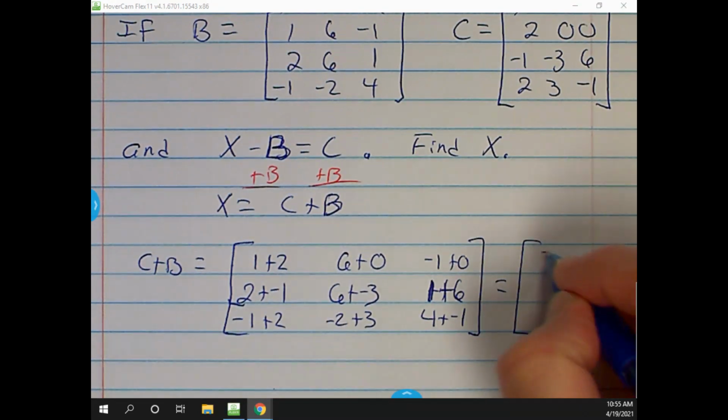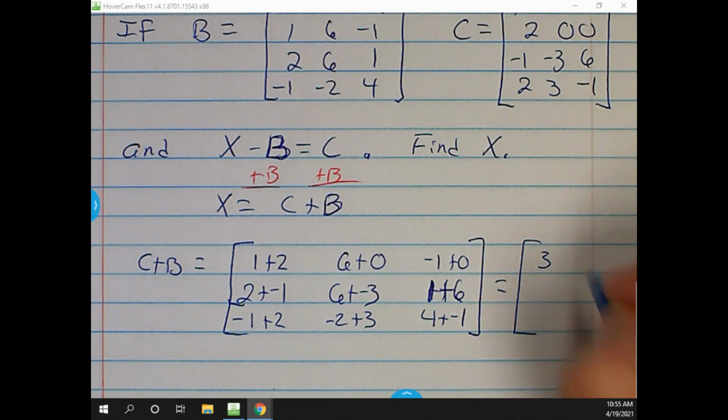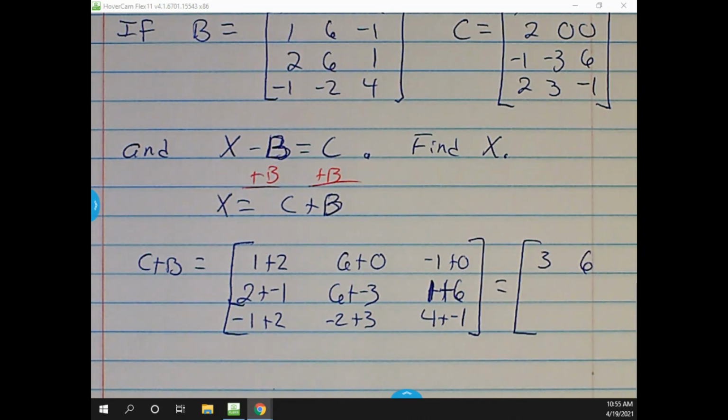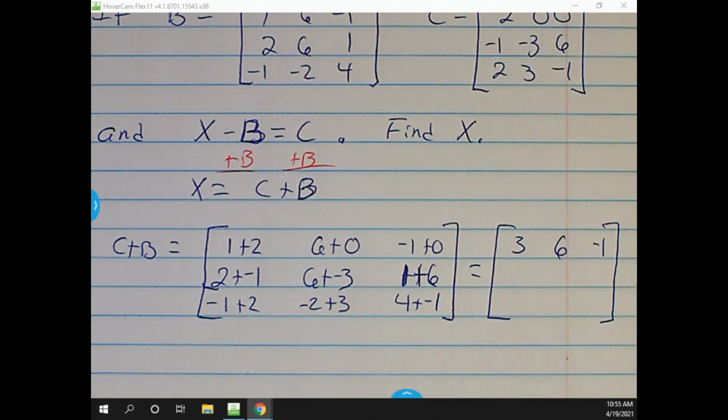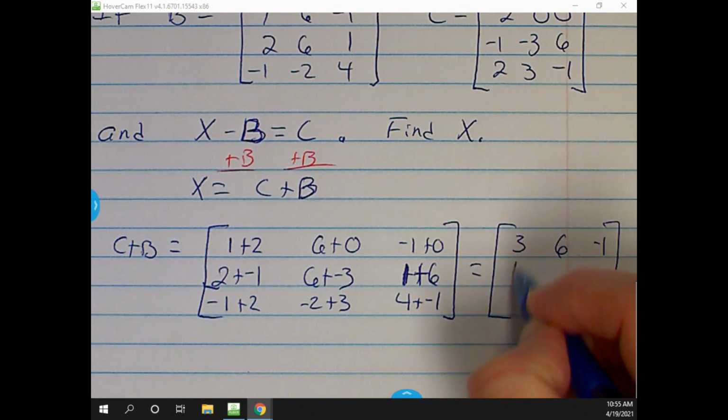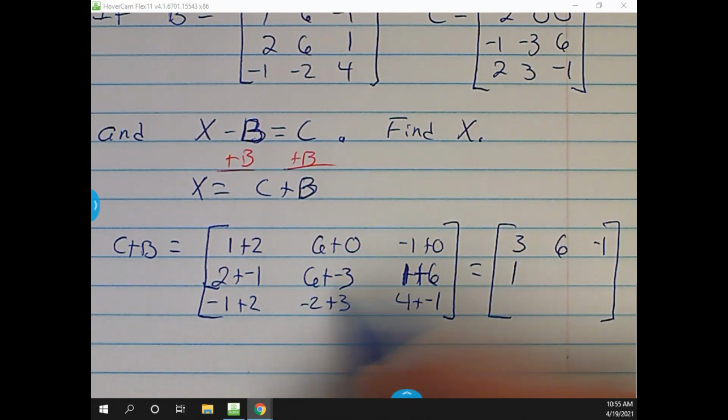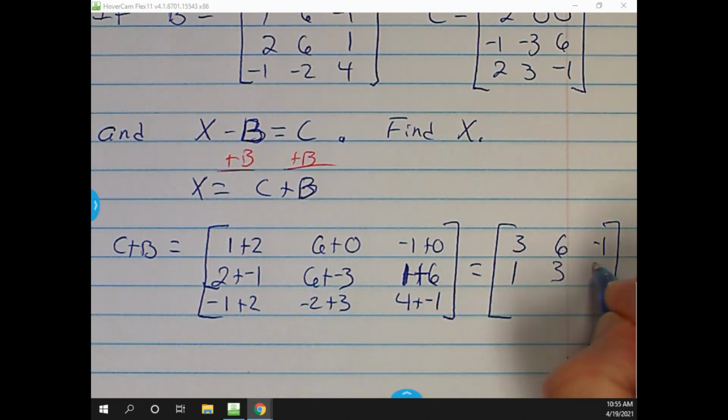1 plus 2 is 3. 6 plus 0 is 6. And then negative 1 plus 0 is negative 1. All right. 2 plus negative 1 is 1. 6 plus negative 3 is 3. 1 plus 6 is 7. Negative 1 plus 2 is 1. Negative 2 plus 3 is 1. And 4 plus negative 1 would be 3.